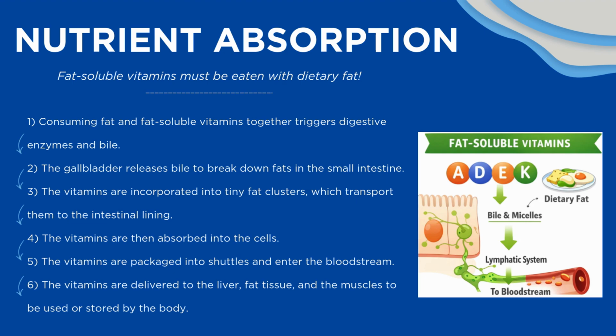Then the fat-soluble vitamins are packaged into shuttles and enter the bloodstream. Lastly, the vitamins are delivered to the liver, fat tissue, and muscles to be used or stored by the body. It is important to note that this is different than water-soluble vitamins, which cannot be stored by the body.